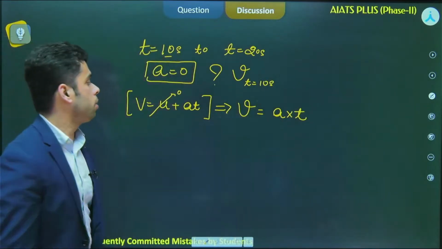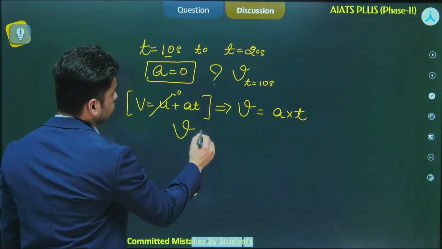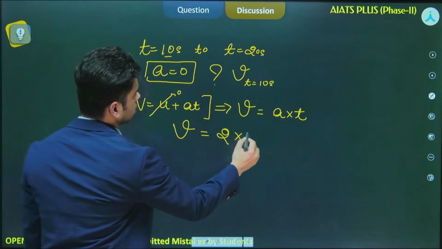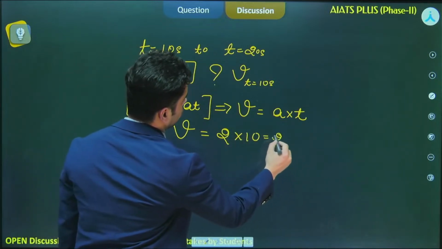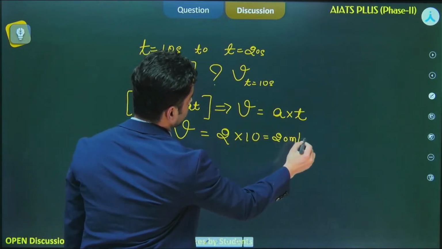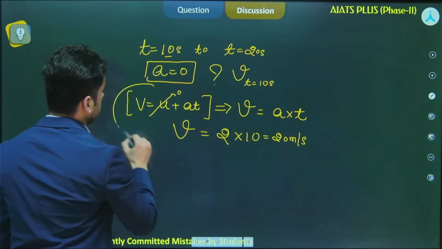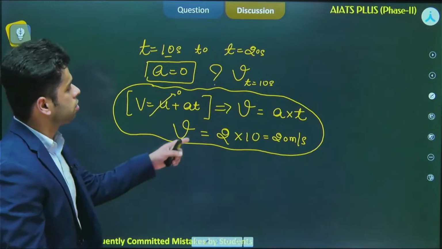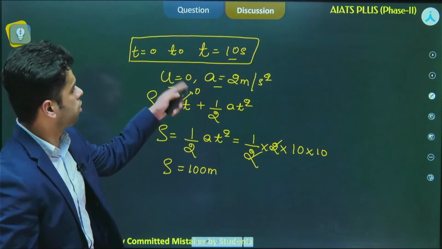V is equal to a into t. Now velocity is what I need to calculate. Acceleration was 2 and time was 10. So it is coming out to be equal to 20 meter per second. This is the velocity at the end of 10 seconds that we just calculated with this information.